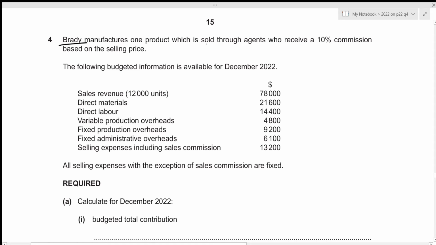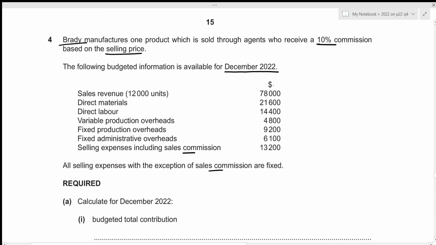Brady manufactures one product which is sold through agents who receive a 10% commission based on the selling price. So the commission is going to be 10% of the selling price, right? Then the following budgeted information is available for December 2022. We're given the sales revenue, direct materials, direct labor, variable production overheads, fixed production overheads, fixed administrative overheads, selling expenses including sales commission. All selling expenses with the exception of sales commission are fixed. So the sales commission is a variable cost, whereas the remaining selling expenses are fixed costs.